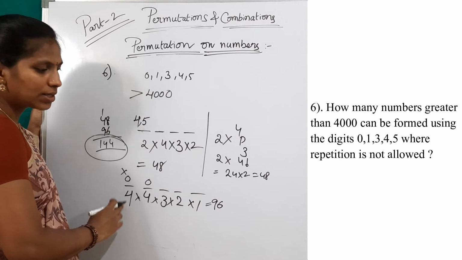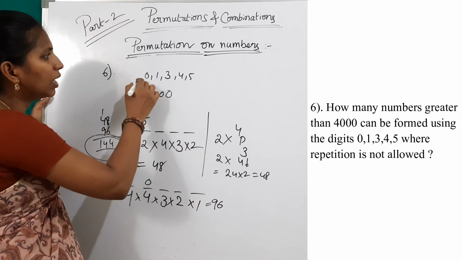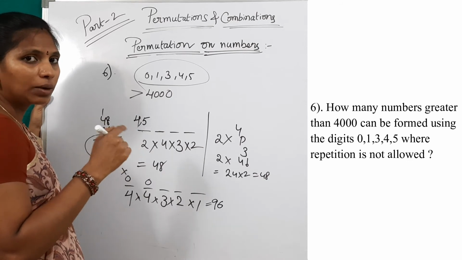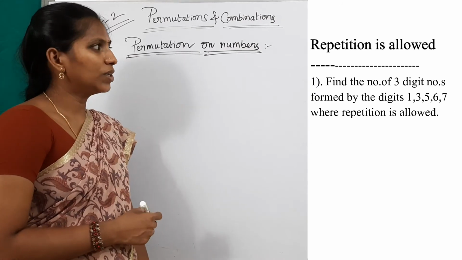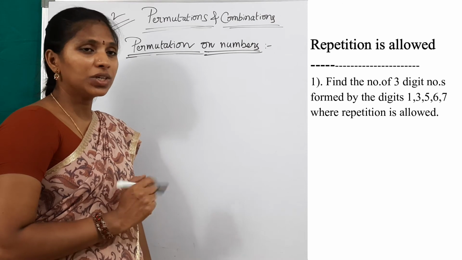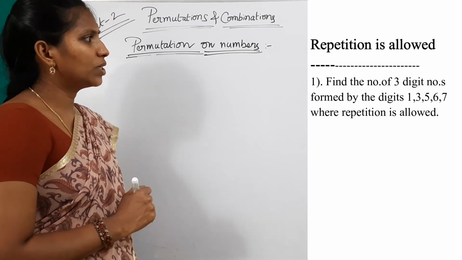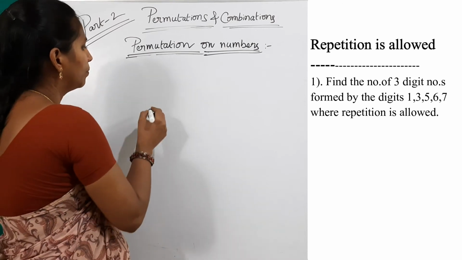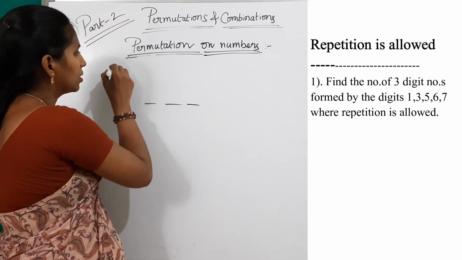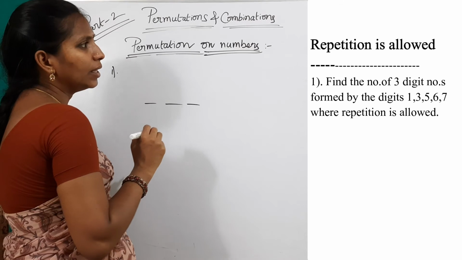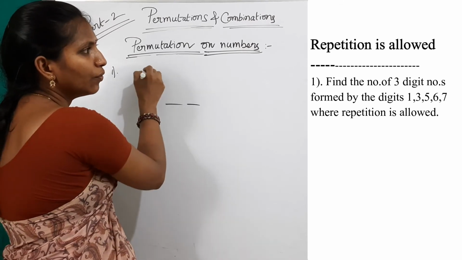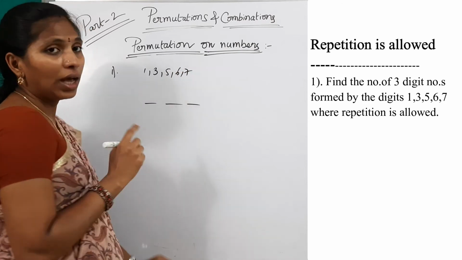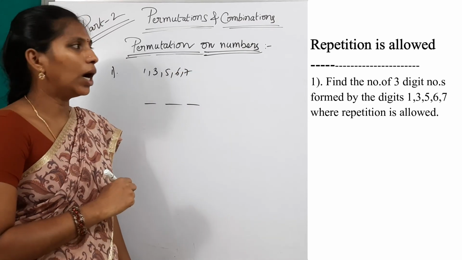We can't find 6-digit numbers because here the given numbers are only 5 and the condition is without repetition. Now see the questions. Repetition is allowed. First question: find the number of 3-digit numbers formed by the digits 1, 3, 5, 6, 7, where repetition is allowed.